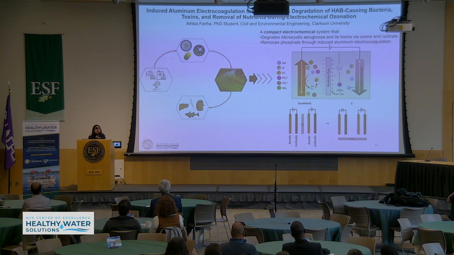The aluminum plate experiences a bipolar charge, negative on the anodic side and positive on the cathodic side, and therefore undergoes induced corrosion and releases aluminum ions to the solution, which forms aluminum hydroxide, which binds with phosphate and removes it from the water. Therefore, our single-step system integrates simultaneous electrooxidation and electrochemical coagulation and focuses on both biological and chemical aspects of the harmful algal blooms.